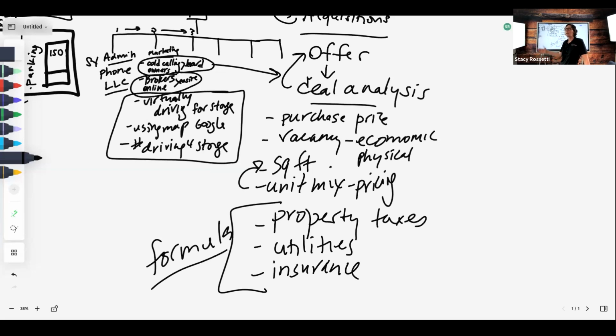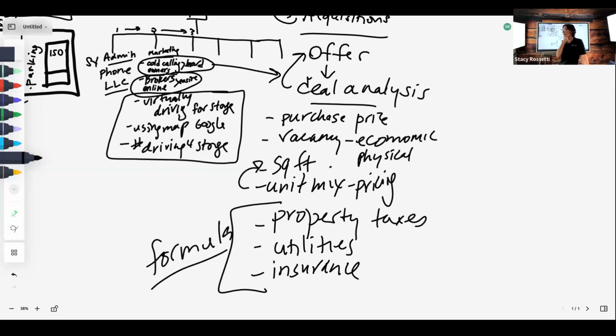So let's just say they bought it for $250,000 and you're buying it for $1 million. Your tax is going to be way more expensive than theirs, right? So you want to make sure you have the right formula, you're looking at the right numbers and stuff. And so that's really key.